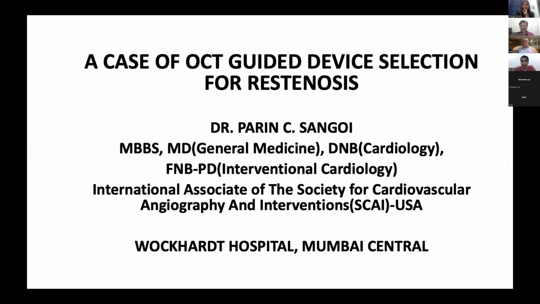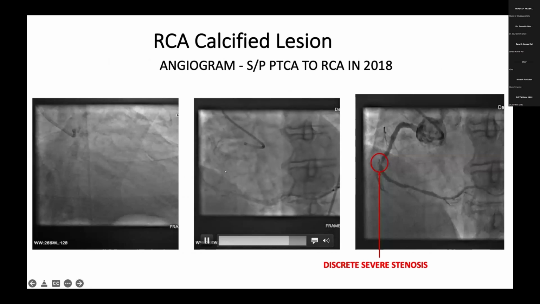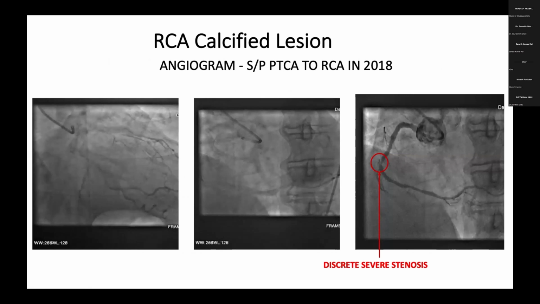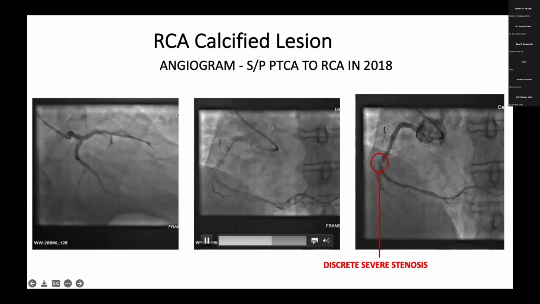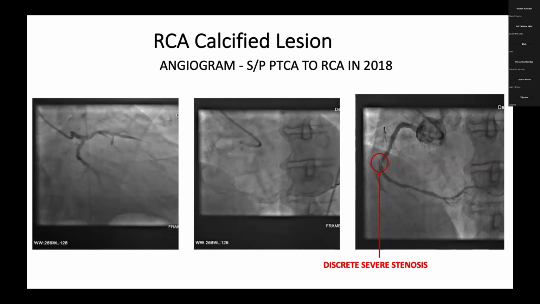So I'll be talking about a case which looked very simple, but had a lot of difficulty in doing this case. It's a case of OCT guided device selection for a patient with in-stent restenosis. This is a patient who had undergone angioplasty to RCA in 2018 elsewhere, and he presented with chronic stable angina, and this is the shoot in front of us.